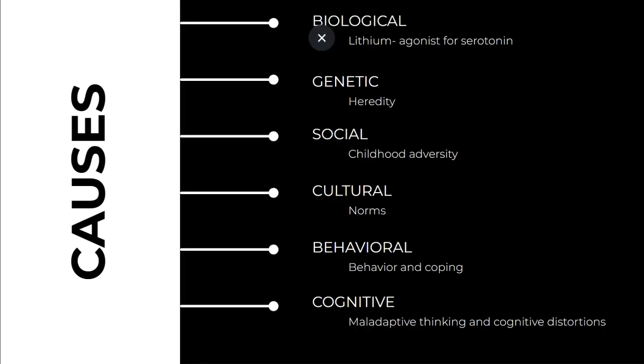Causes, biologically: serotonin is affected there, which we know affects mood. One of the biggest medications that's used for bipolar disorder is lithium, which can mimic serotonin and increase serotonin levels. There's definitely a strong hereditary link between depression and bipolar disorder. Childhood adverse situations can trigger bipolar and depression. Cultural norms, how well a person can behave and cope in difficult situations, that is a link. And again, the maladaptive thinking.